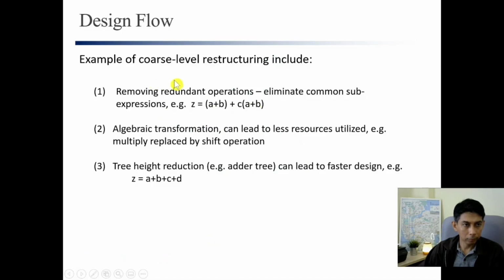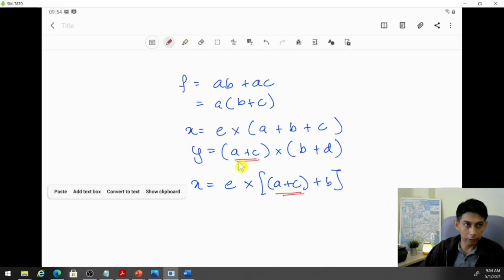All right, cost level restructuring. And number two is algebraic transformation can lead to fewer resources utilized. For example, multiply you can replace by shift operation. For example, you want to multiply by 2.